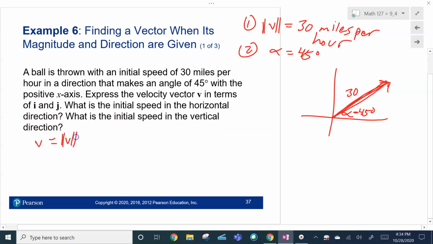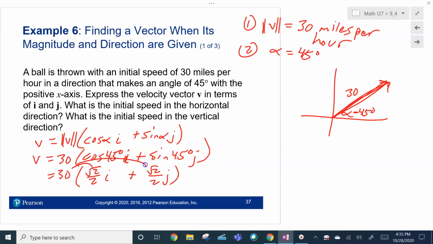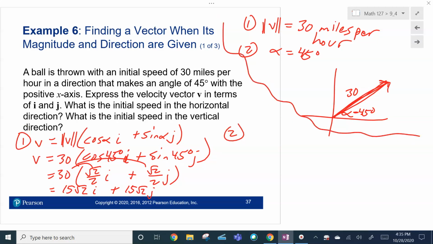It is the magnitude times cosine alpha i plus sine alpha j. That's our vector v that we're going to have on this thing. So our magnitude is 30, and then it's times cosine 45 degrees i plus sine 45 degrees j. So we got 30 times cosine 45, root 2 over 2, i, sine 45, root 2 over 2, j. Distribute the 30 through to both of those. So we got 15 root 2 i plus 15 root 2 j.